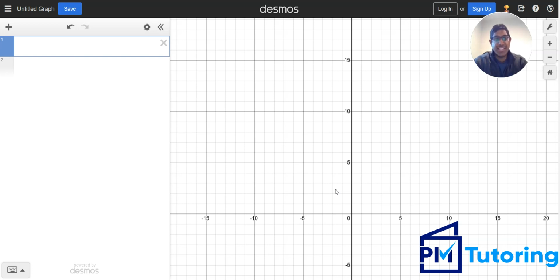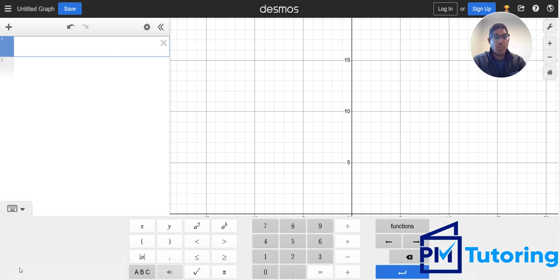Inequalities on the SAT can be kind of confusing to interpret. You might get mixed up on which side the symbol faces, what's greater than, what's less than, and what that means in terms of shading. Desmos makes it really easy, quick, and simple to answer inequality questions.